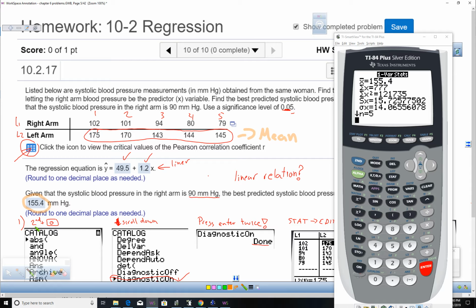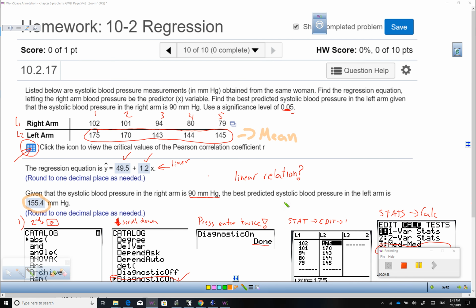As I said before, you can also just add the numbers: 175 plus 170 plus 143 plus 144 plus 145. Hit enter and divide all of this by the number of elements. I think that's the simplest, easiest way to do it. So that's how you do this problem.